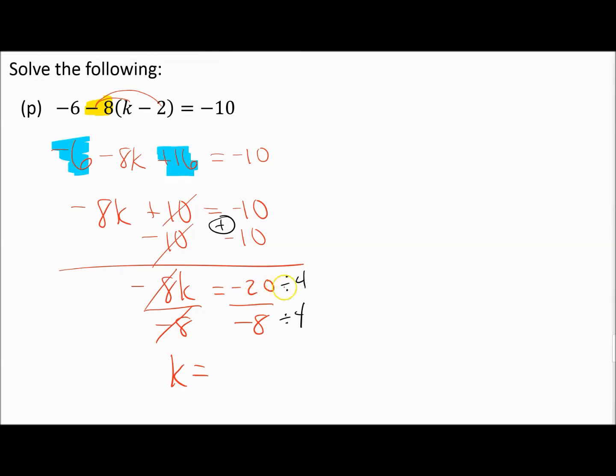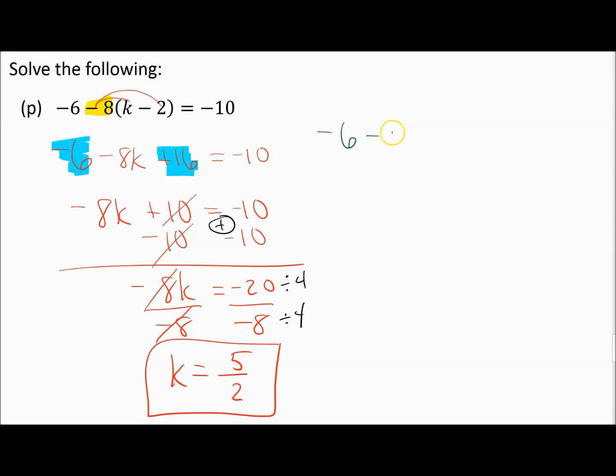So I have 20 divided by 4 is 5, and 8 divided by 4 is 2. So k is equal to 5 halves. Now, a lot of students get really nervous when they get a fraction as an answer, and it's worth checking your work, but there's nothing wrong with a fraction as an answer. It happens all the time.